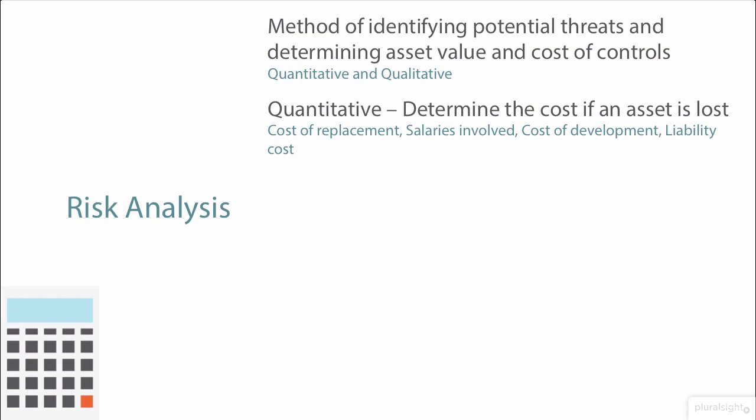If it's an application, maybe there's some additional development that has to be done. Maybe when the asset was lost, it also caused other assets to fail. That would be a liability cost. Now, you might be saying, well, how am I supposed to determine all of this? And that's one of the challenges to doing this.